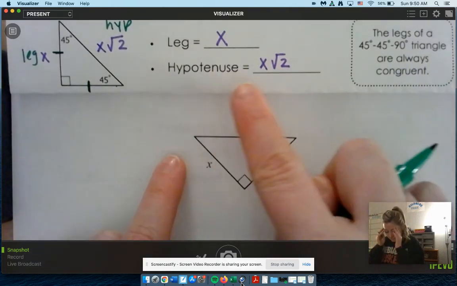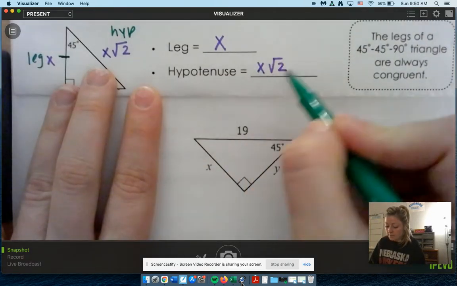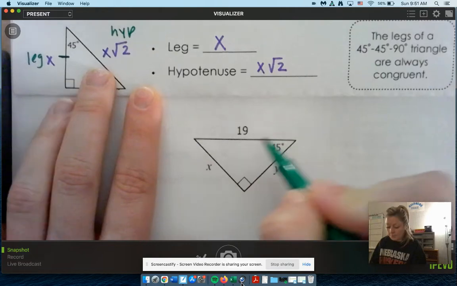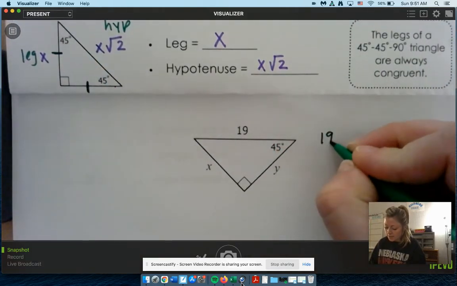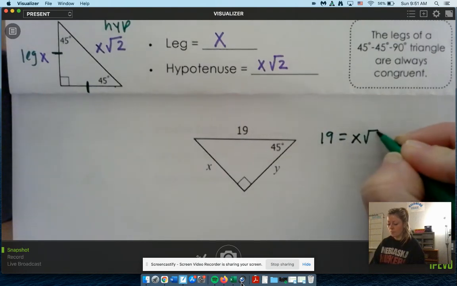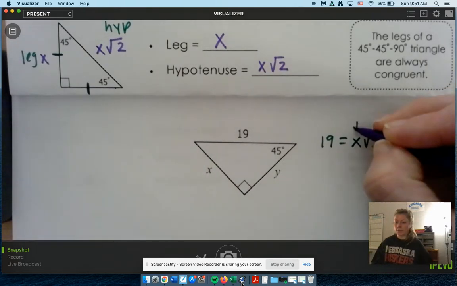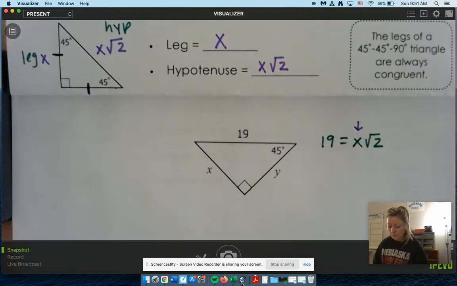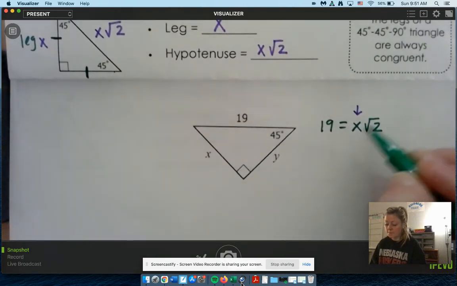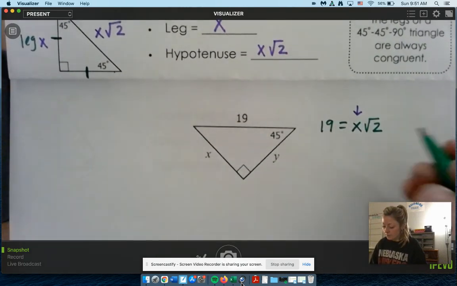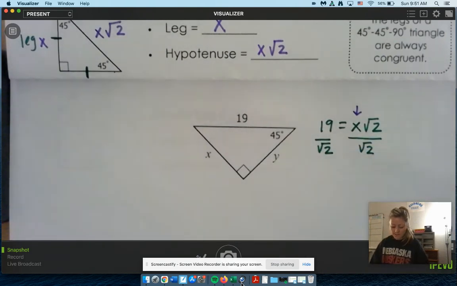So folks, you're smart kids, just think about this. I know this x root 2 equals my hypotenuse. So what's your hypotenuse in this example? It's 19. So I'm going to write 19 equals x root 2. Now our goal is we want to get x by itself, just like any other equation we've solved before. So let's solve it. How do you undo times by root 2? Well, we divide by root 2. Divide by root 2.